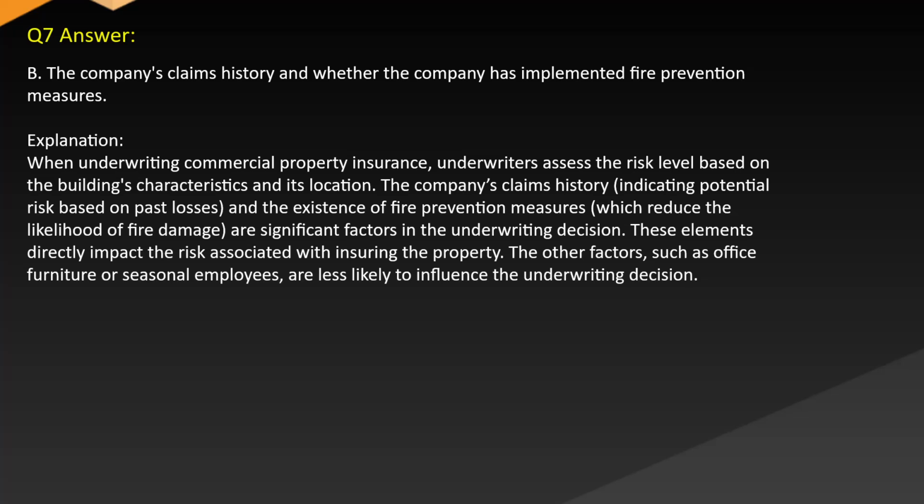Answer: B. The company's claims history and whether the company has implemented fire prevention measures. Explanation: when underwriting commercial property insurance, underwriters assess the risk level based on the building's characteristics and location. The company's claims history, indicating potential risk based on past losses, and the existence of fire prevention measures, which reduce the likelihood of fire damage, are significant factors in the underwriting decision. These elements directly impact the risk associated with insuring the property. The other factors, such as office furniture or seasonal employees, are less likely to influence the underwriting decision.